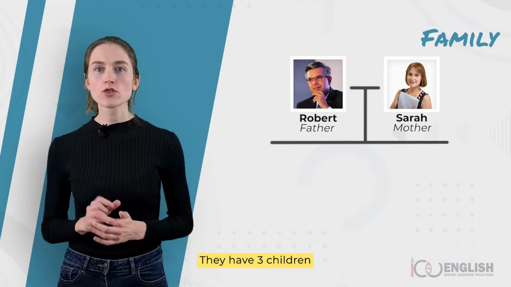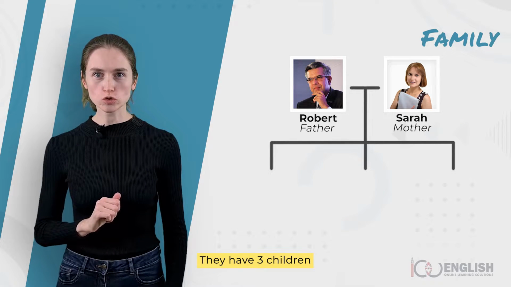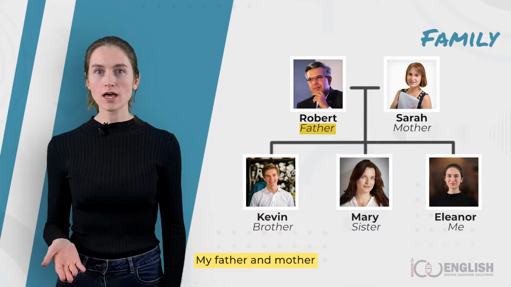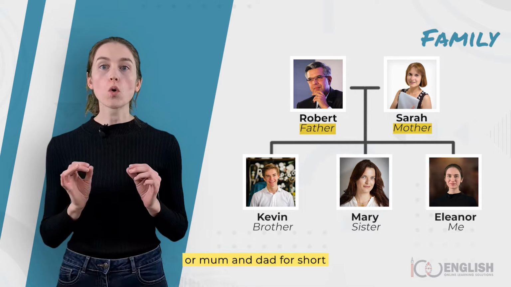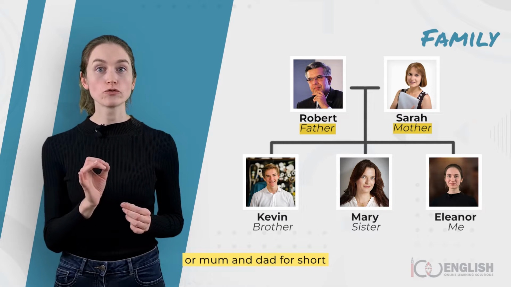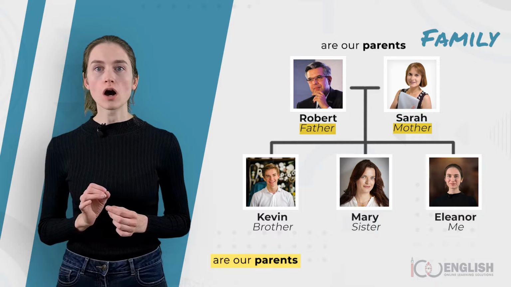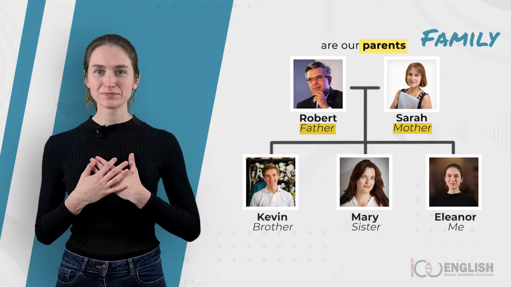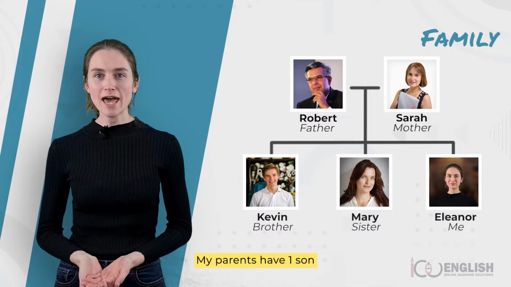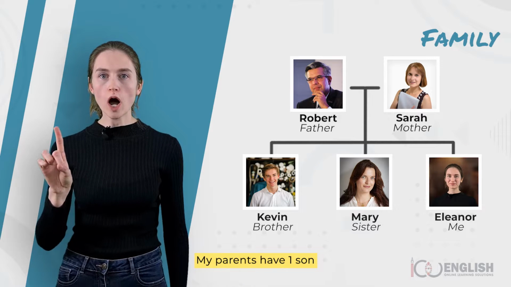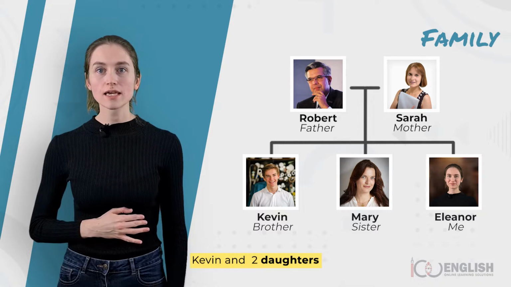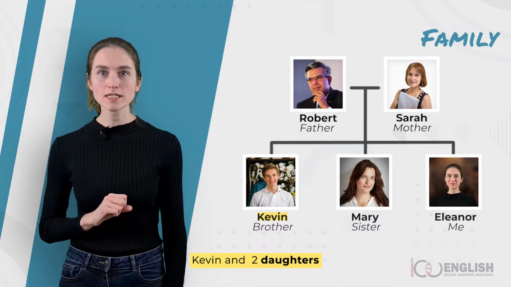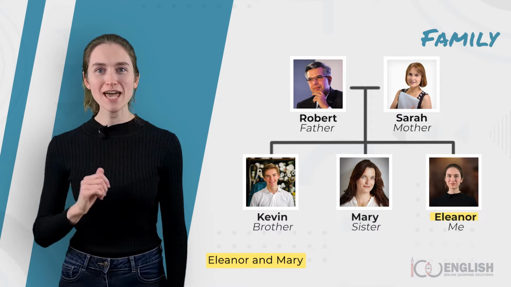They have 3 children. My father and mother, or mum and dad for short, are our parents. My parents have 1 son, Kevin, and 2 daughters, Eleanor and Mary.